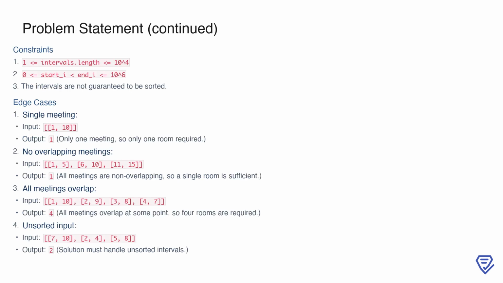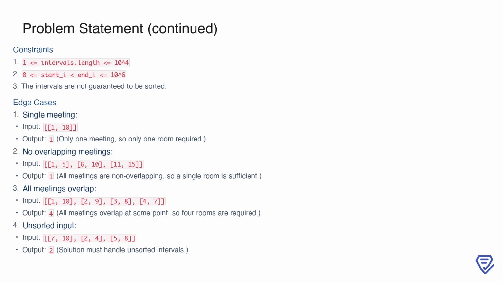Finally, let's review the constraints and edge cases. The number of intervals can range from 1 to 10,000, and the meeting times are between 0 and 1 million. Importantly, the intervals may not be sorted, so the solution must account for this. For edge cases, if there's only one meeting, only one room is needed. For non-overlapping meetings, a single room is sufficient as well.